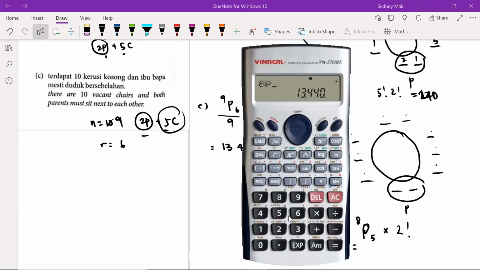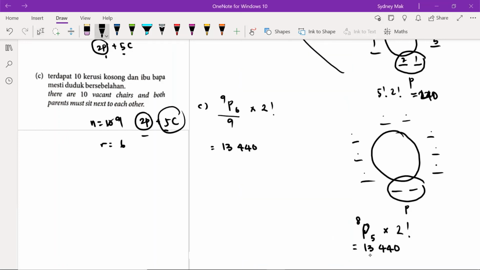Let's use the calculator. 8P5. We have 8 empty seats, so just choose the 5 children out of the 8, just choose any of the 5. And then followed by the parents permuting among themselves. So the answer is 13,440. Same, 13,440. Okay, so that's it for question number 15.